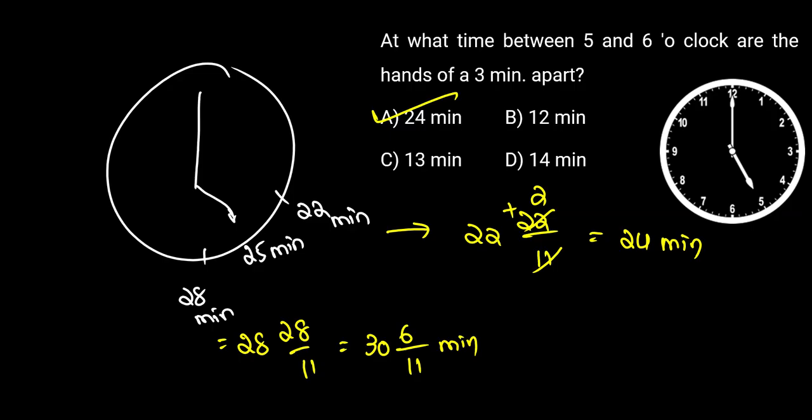Do you understand why 22 and 28? What is that 25 minutes? Why 25 there? 5 o'clock means in terms of minutes we're taking 25, 5 into 5. 22 there is minus 3, 28 here is plus 3. Plus or minus 3. Got it, sir?